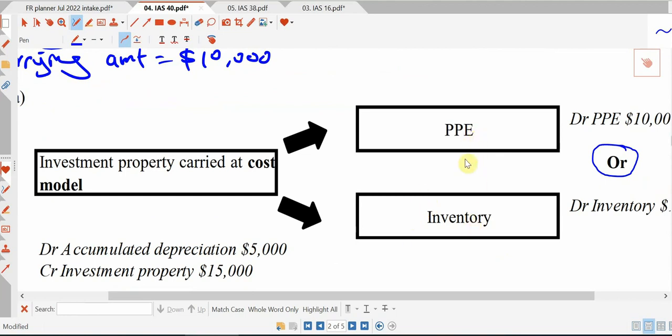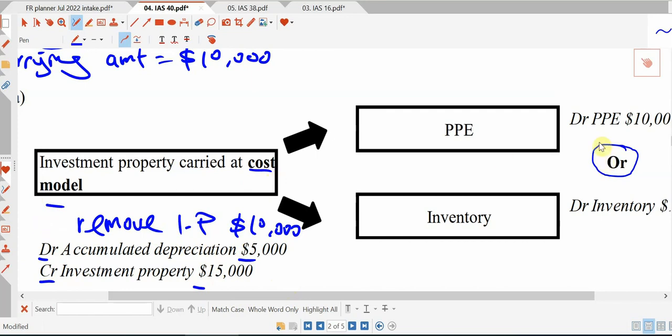Now talk about the own use first. So you want to remove your investment property because you no longer use it as investment property. How do you remove that? You credit the cost account $15,000, and you debit the accumulated depreciation account of $5,000. So you remove investment property with a net book value of $10,000, cost model for depreciation. And then you debit your PPE at $10,000.